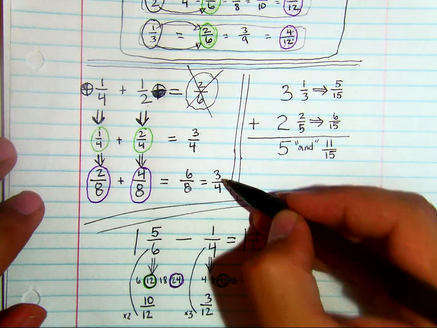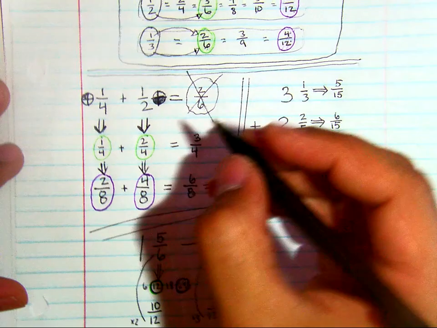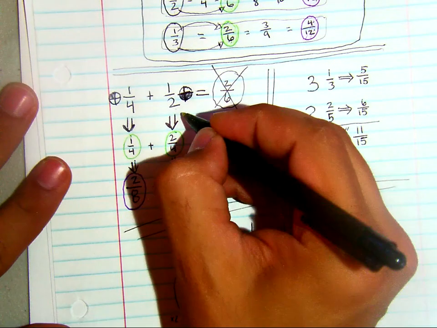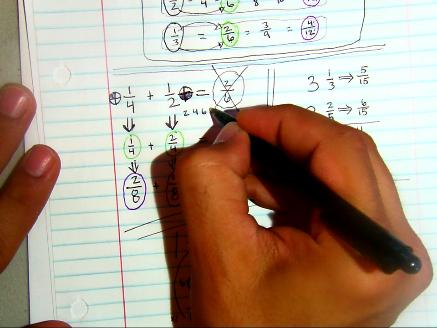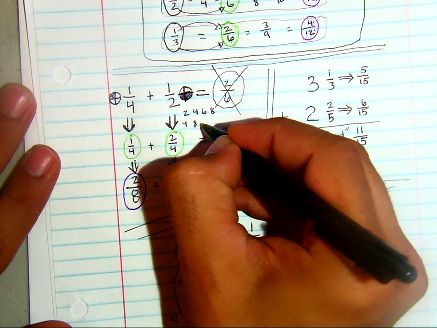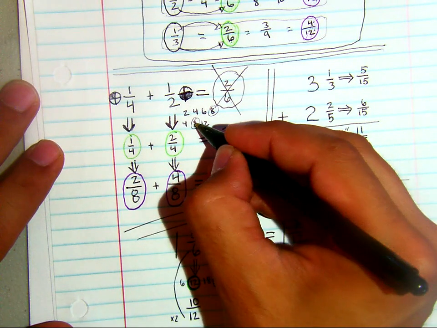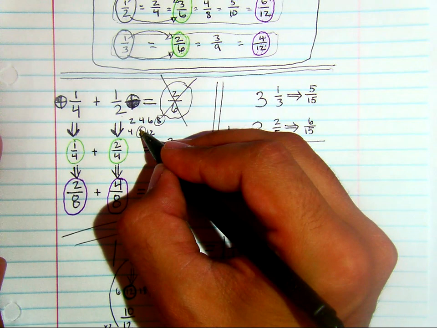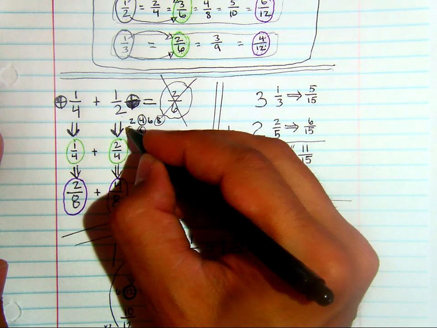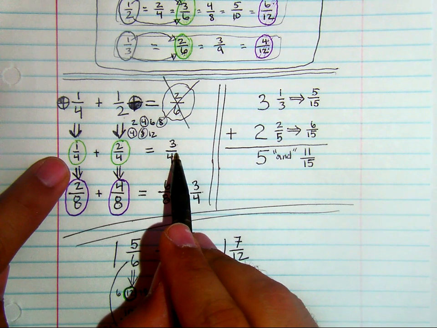So you want to make sure that you do follow that procedure of finding the multiples: 2, 4, 6, 8; 4, 8, 12. Make sure that even though 8 is a common multiple between them, 4 is the least common multiple. So that's going to make it the easiest to get the answer that you need.